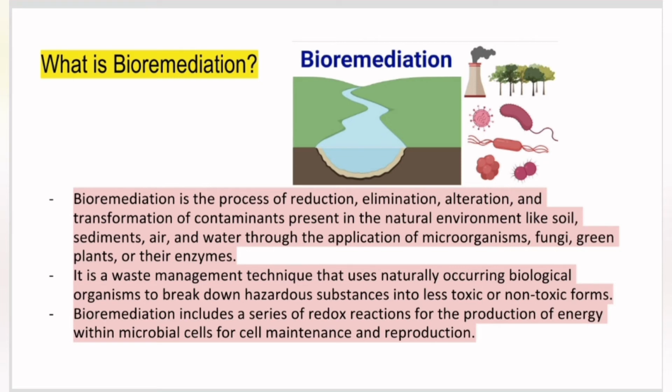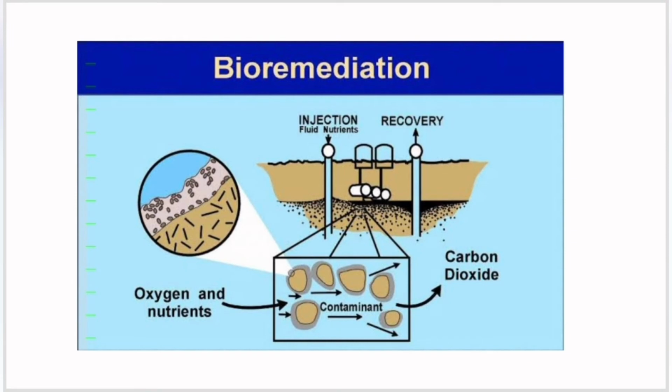Bioremediation is a process which involves the reduction, elimination, alteration and transformation of contaminants. In short, we can explain that bioremediation refers to a technique which occurs naturally by the use of fungi, green plants, or their enzymes. That means there is reduction of the complex, that is toxic material, into their simplest forms. This image describes the bioremediation process as stated above.